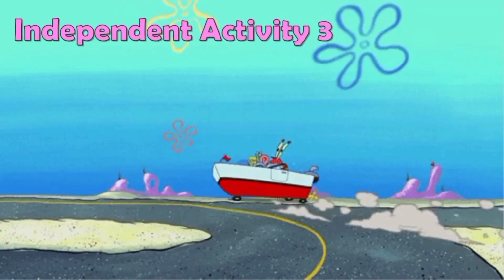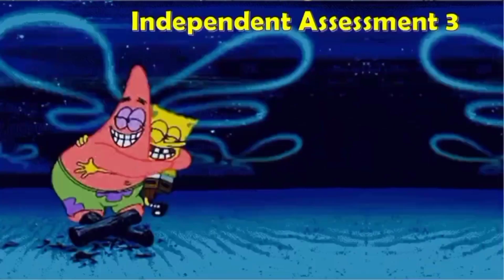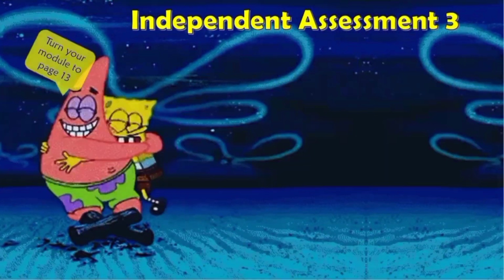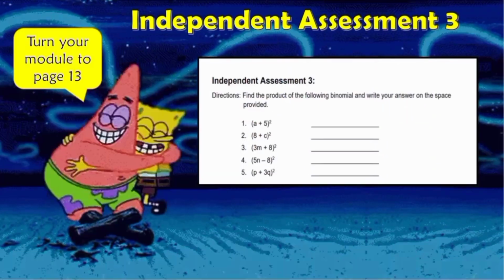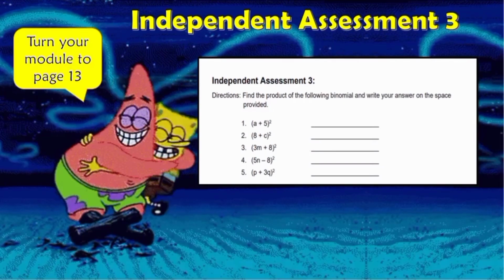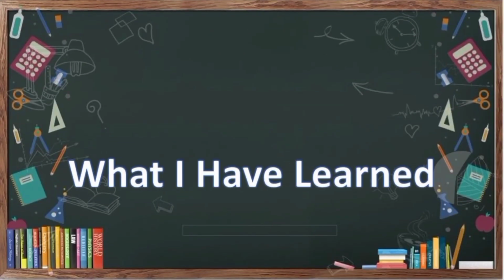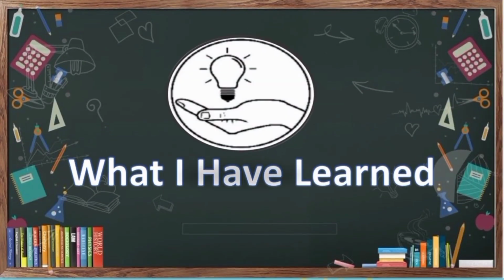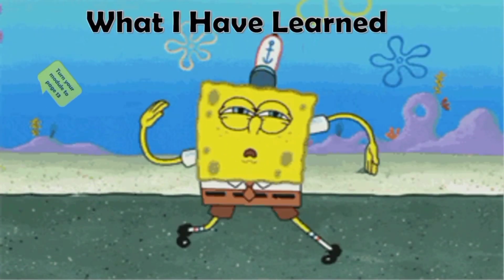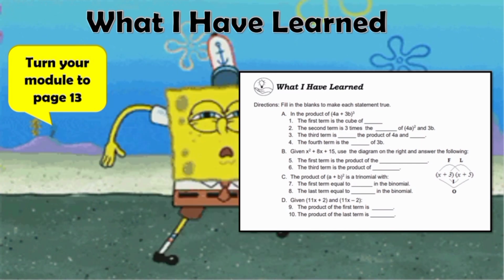Dependent activity number 3. Turn your module to page 12. Complete the table below. Dependent assessment number 3. Turn your module to page 13. Find the products of the following binomial and write your answer on the space provided. What I have learned. Turn your module to page 13. Fill in the blanks to make each statement true.